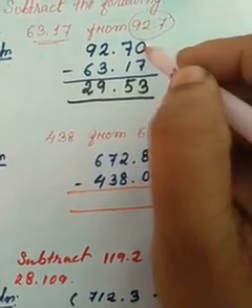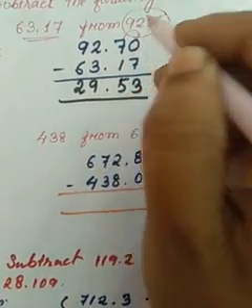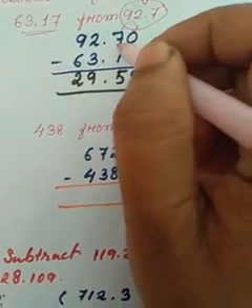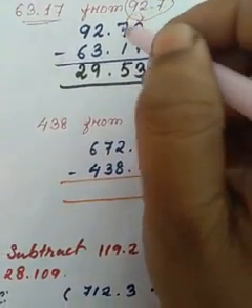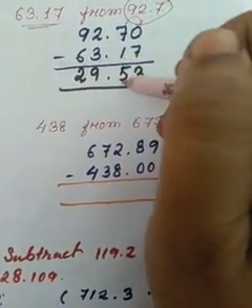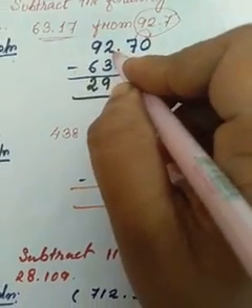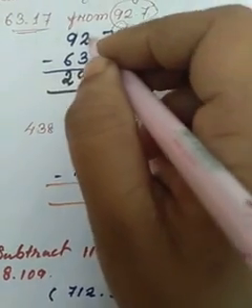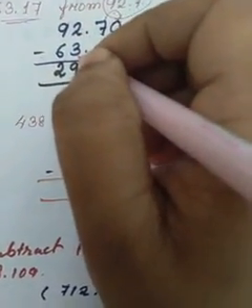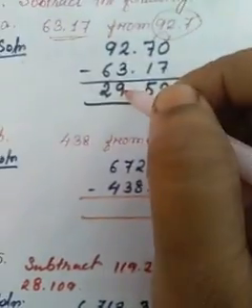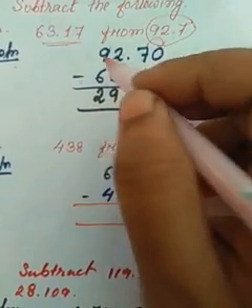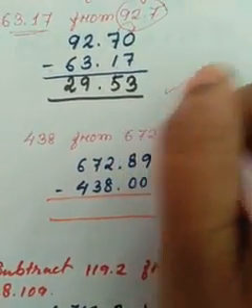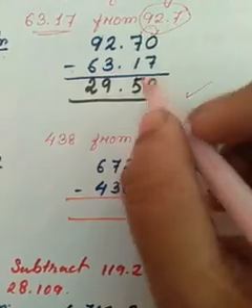See, as it is 0, so we will borrow 1 from here. So it's 10 now. 10 minus 7 it's 3. Now as we have borrowed 1, so it is 6. 6 minus 1 it's 5. And now you can see here 2. That means we have to borrow 1, so 12. 12 minus 3 it's 9. So 9, and here it is 8. 8 minus 6 it's 2. So 29.53. This is the difference of these two numbers.